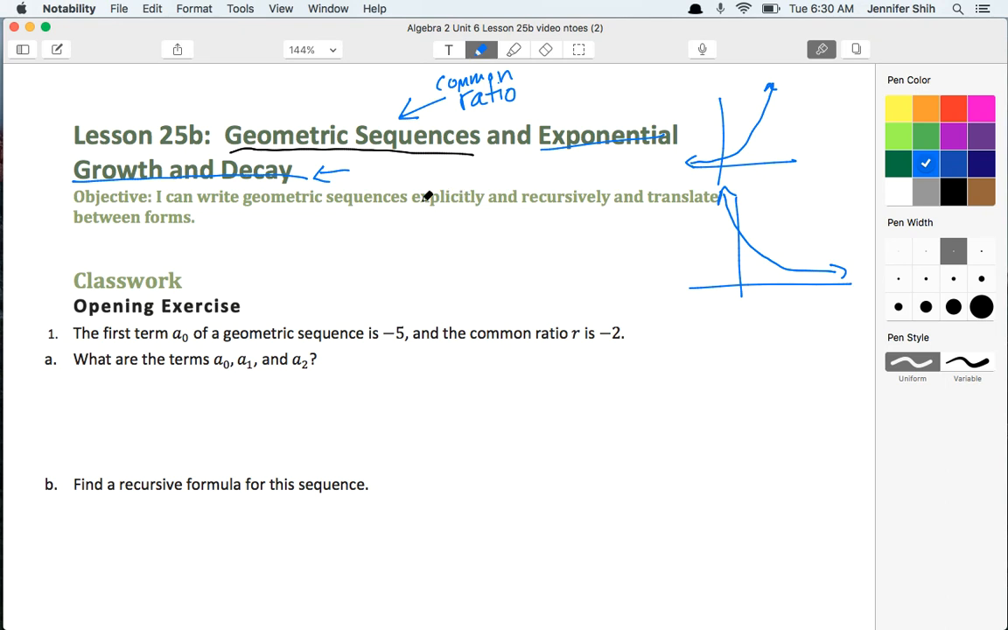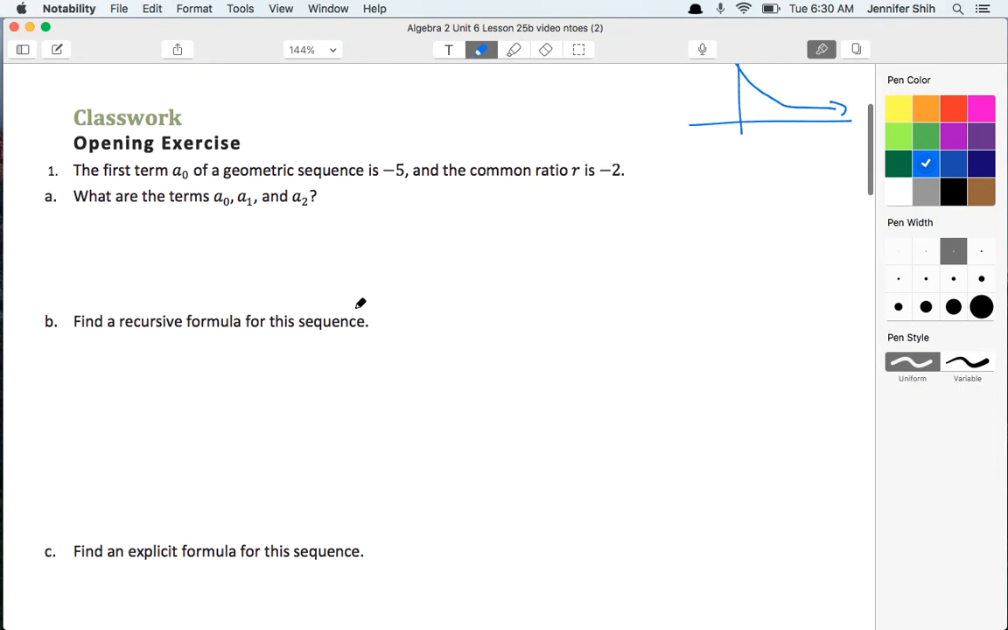But let's try to write some explicit and recursive geometric sequences. If we have the first term, a sub naught, is -5, and then our common ratio is -2. So my a sub naught is -5, and my r is equal to -2. Look how I'm organizing my work, because when I have geometric sequences, this is the most important thing I need: a sub naught and r.